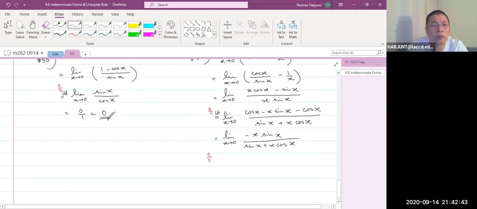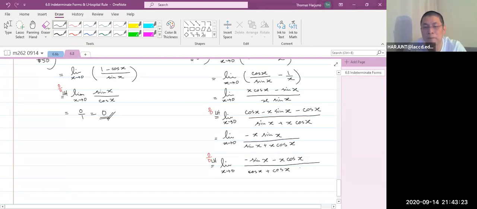That 0 over 0 will give me, when I apply L'Hopital's rule, negative sine x. Oh, I'm sorry, it should be 0, not infinity. It should be 0 here. And then minus x cosine x over cosine x plus cosine x minus x sine x. Nice. So you see, when I plug in x equals 0, I get 0 minus 0 over 1 plus 1 minus 0.